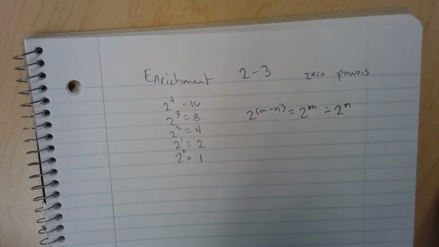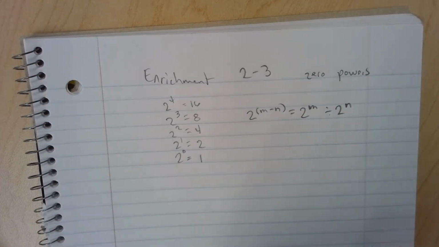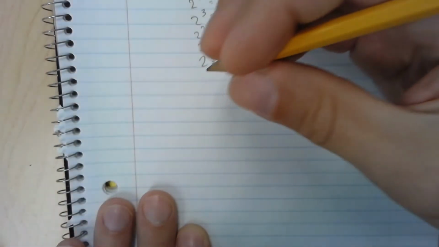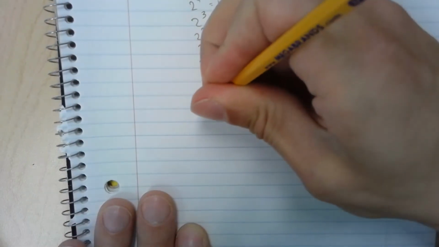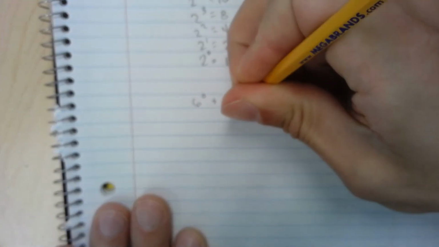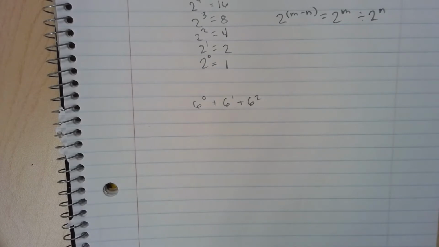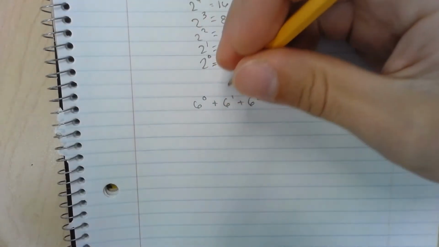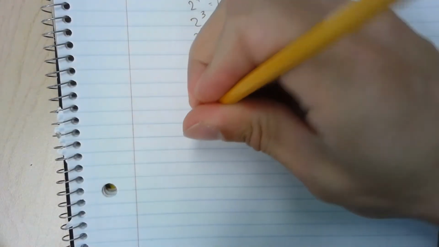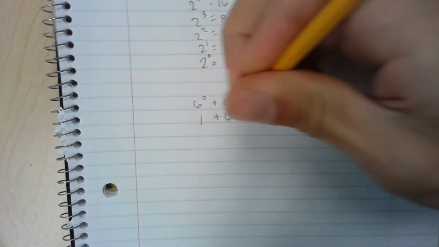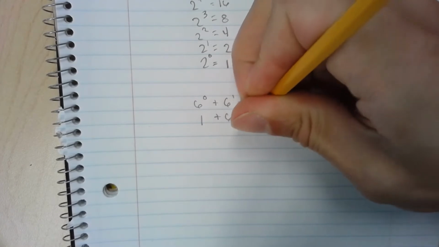Now, let's work just a few problems that hopefully you'll think are pretty straightforward. So if we had a problem like this, 6 to the 0 plus 6 to the 1st plus 6 squared, how would we solve that? So go and work that. So when we do this, 6 to the 0 is 1, 6 to the 1st is 6, 6 squared is 36, and so we end up with 43.